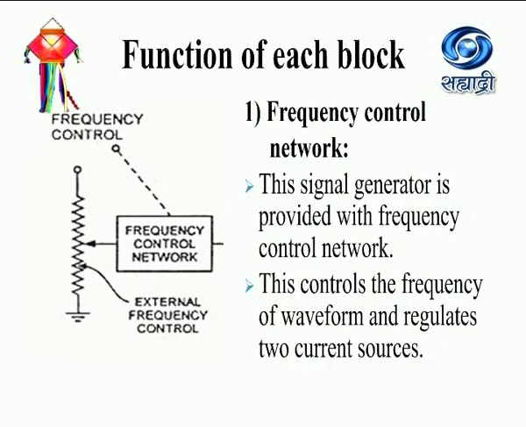The first block, that is frequency control network. So externally one resistor is connected to this block. So we can control different frequencies by using this block. So the frequencies which are generated by integrator, comparator, and resistance diode wave shape circuit. So this signal generator is provided with frequency control network, and this will control the frequencies of waveform and regulates two current sources. So basically the output of this control network is connected to the current sources.